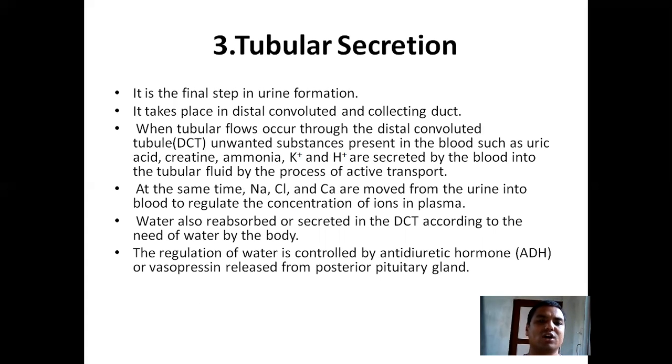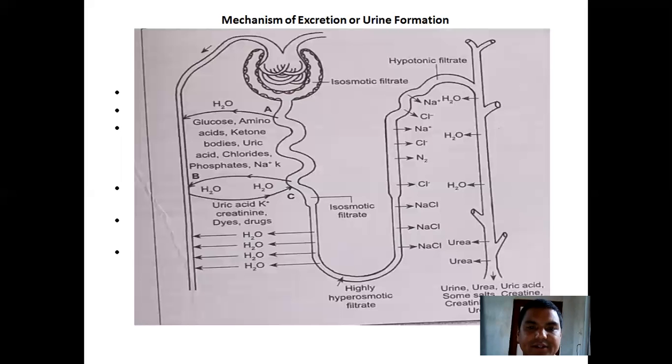When the tubular fluid flows through the distal convoluted tubule, unwanted substances present in the blood such as uric acid, creatinine, ammonia, potassium ion and hydrogen ion are secreted from the blood into the tubular fluid by the process of active transport. At the same time, sodium chloride and calcium are moved from the urine into the blood to regulate the concentration of ions in plasma. Water is also reabsorbed or secreted in the DCT according to the need of water by the body. The regulation of water is controlled by antidiuretic hormone, or vasopressin, released from the posterior part of the pituitary gland.